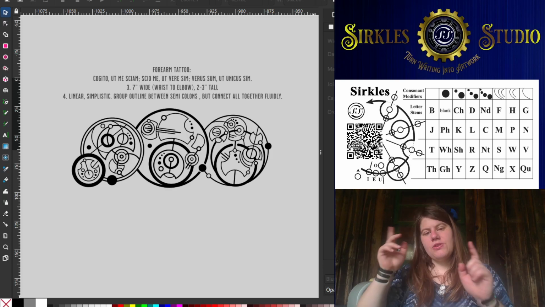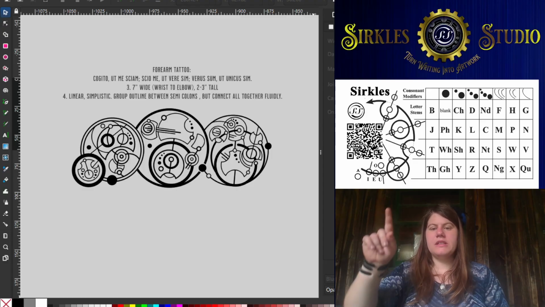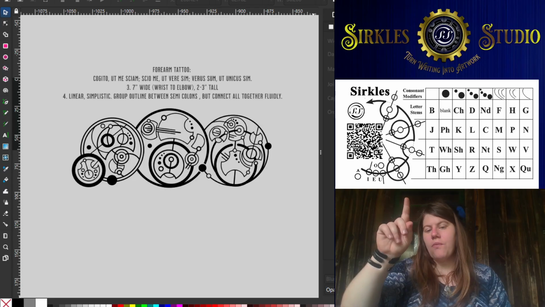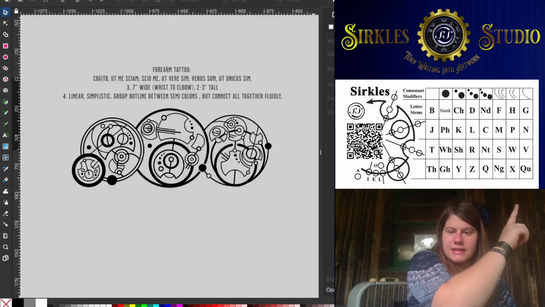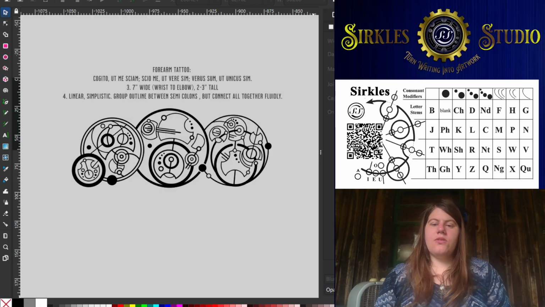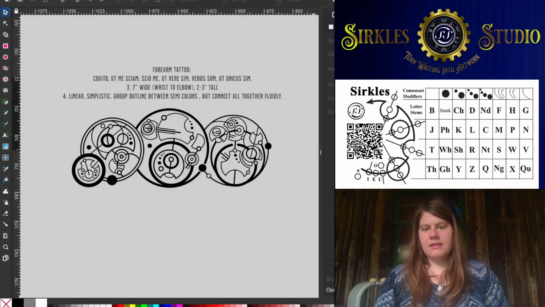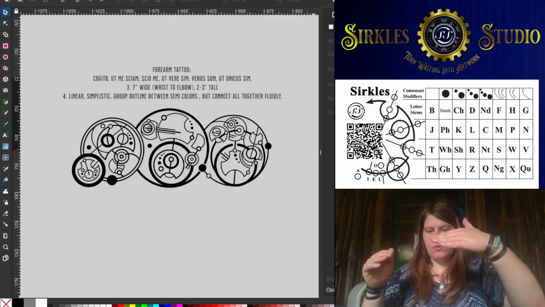It was done using the script shown above me, which uses a combination of different letter stems, which are what determine the rows, and then modifiers, which are those dots and those lines at the top of these columns. So you count up the number of dots or lines on one of those letter stems, and that tells you which column and which row.